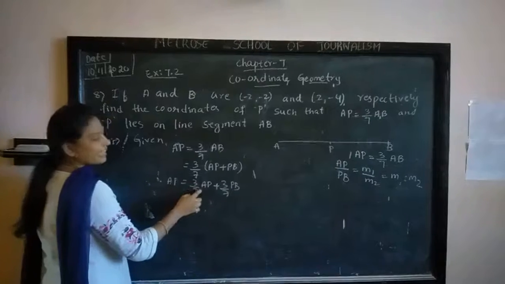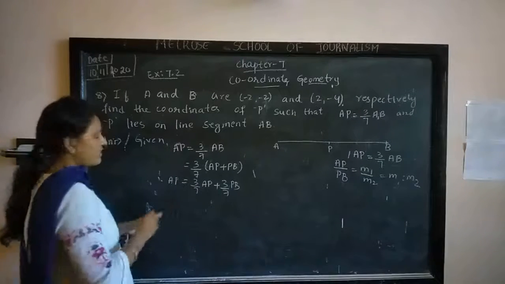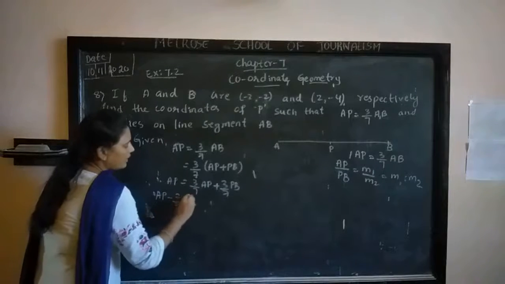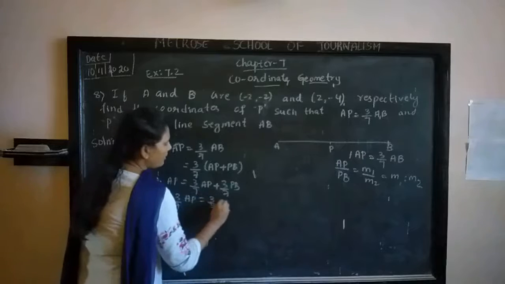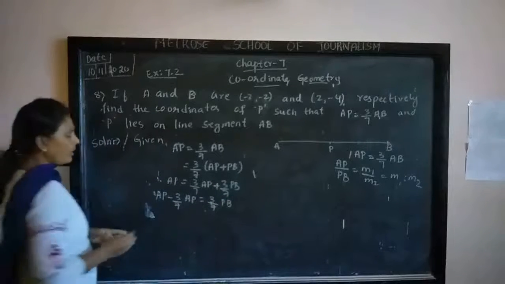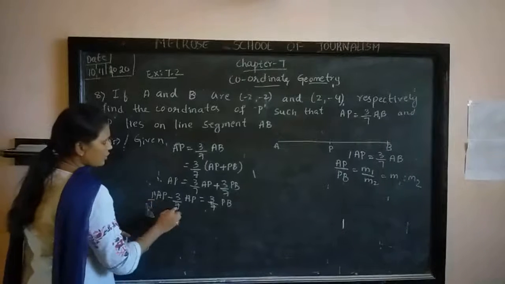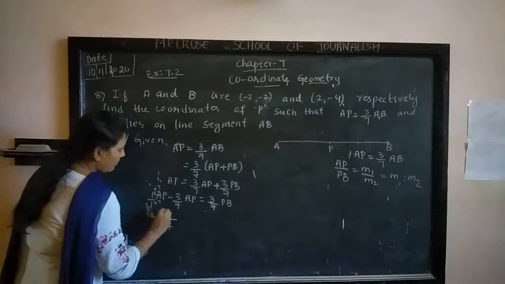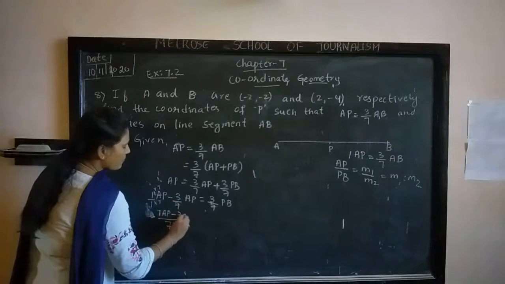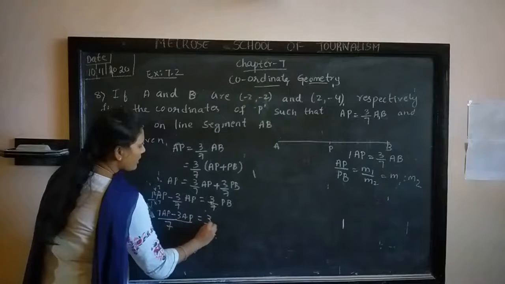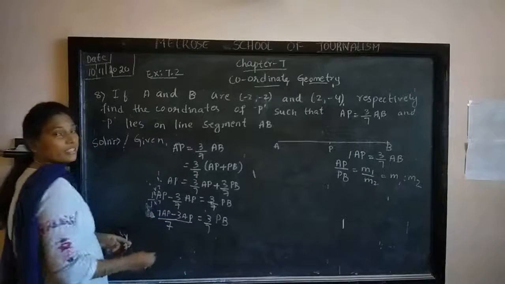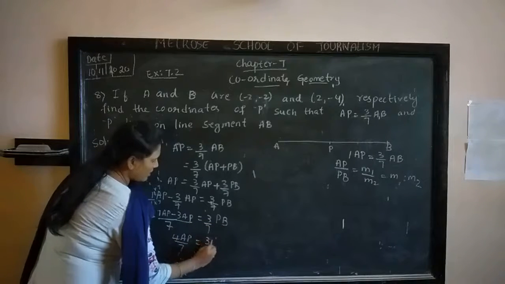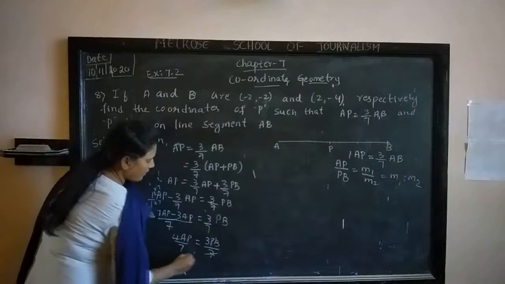Here AP as it is. This 3 by 7 AP, bring to the LHS, it becomes minus 3 by 7 AP, because AP are like terms. Minus 3 by 7 AP is equal to 3 by 7 PB. So you should take the LCM, multiply with 7. 7 into AP is 7 AP minus 3 AP is equal to 3 by 7 PB. What is 7 minus 3? 4 AP by 7 is equal to 3 PB by 7. See, the 7 gets cancelled.